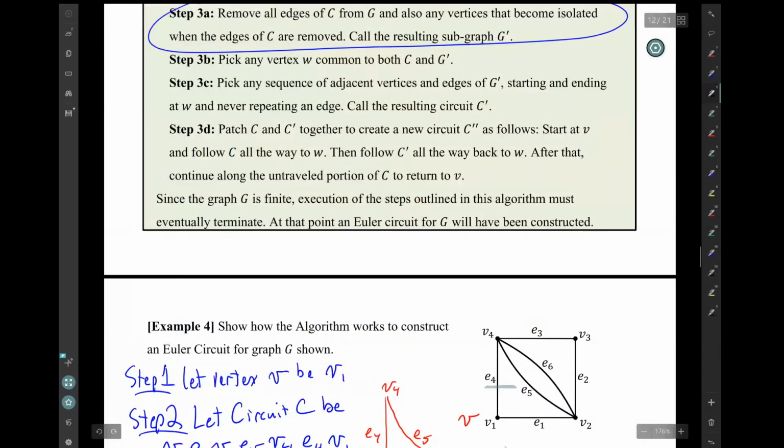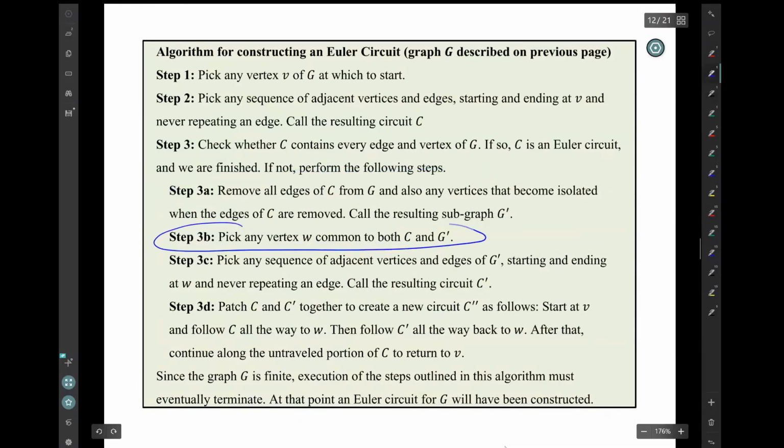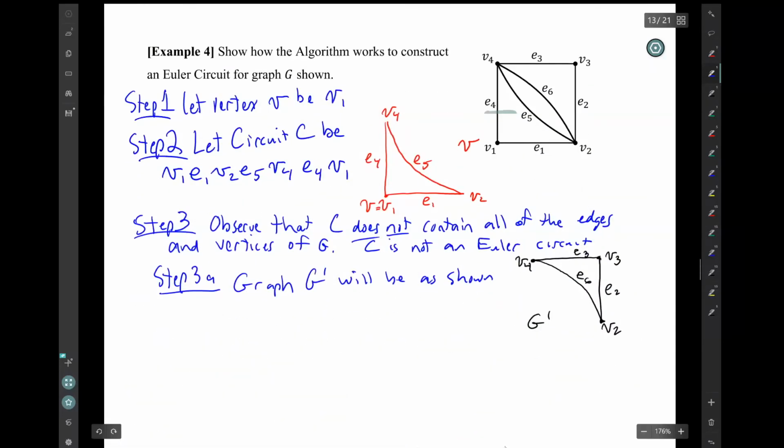All right, what's next? Step 3b is to pick any vertex W that's common to C and G prime. Well, notice that this vertex is common to C and G prime. So let's let that vertex be W.